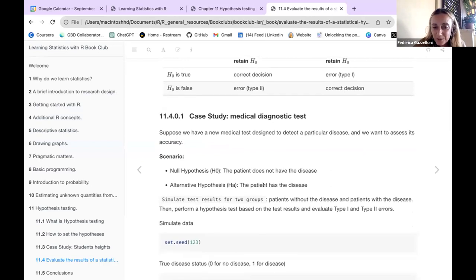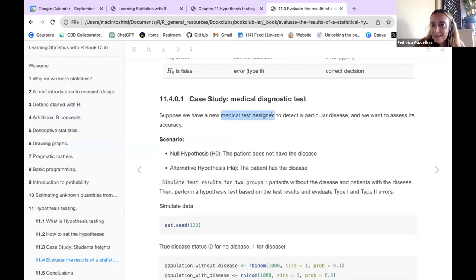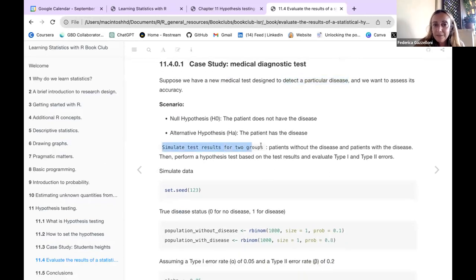But as before, we go through a case study, a very simple basic example to get into the meaning of the thing. Suppose we have a new medical test to detect a particular disease, and we want to assess its accuracy. We want to see if this test performs well, so catches the disease or not. So our null hypothesis is the patient does not have the disease, the alternative, the patient has the disease. We simulate the test results for two groups: patients without the disease, and patients with the disease. We perform a hypothesis test based on the test results and evaluate the type 1 and type 2 errors.